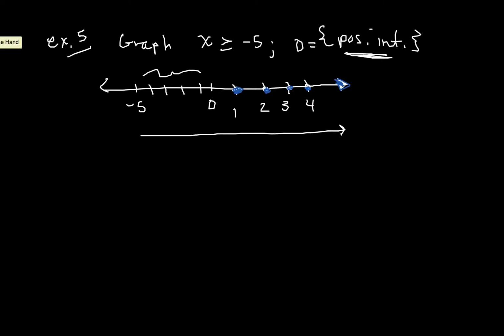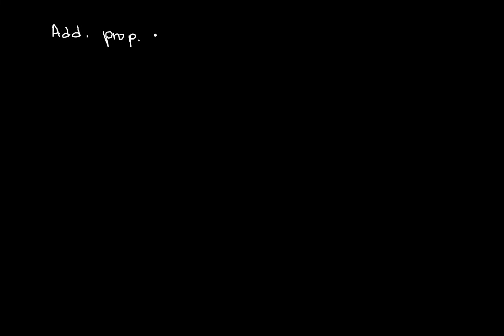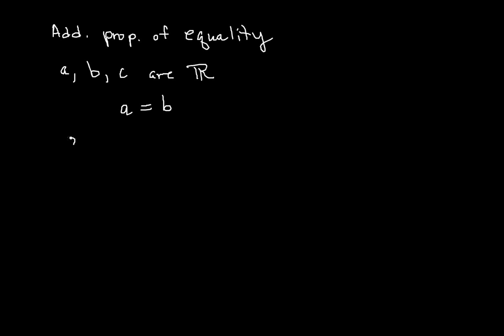There's a second part to the lesson. It's not too bad. All right, there's a property called the additive property of inequality. We'll just go through that really quick. First, this is called the additive property of equality, and you have A, B, and C are real numbers, and if A equals B, then you can write A plus C equals B plus C.